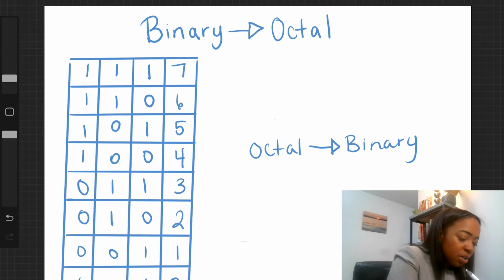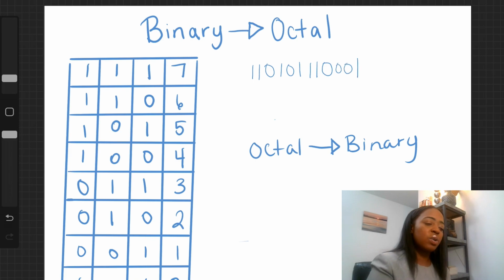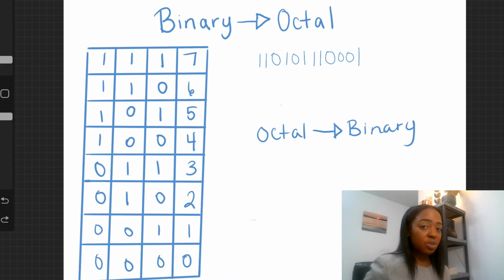For this next demonstration, I'm going to be doing binary to octal, and I already have my octal table drawn out. So we're going to start by creating a binary number. 110, 101, 110, 001. Once we have our binary number created, we want to divide it up into groups of 3.